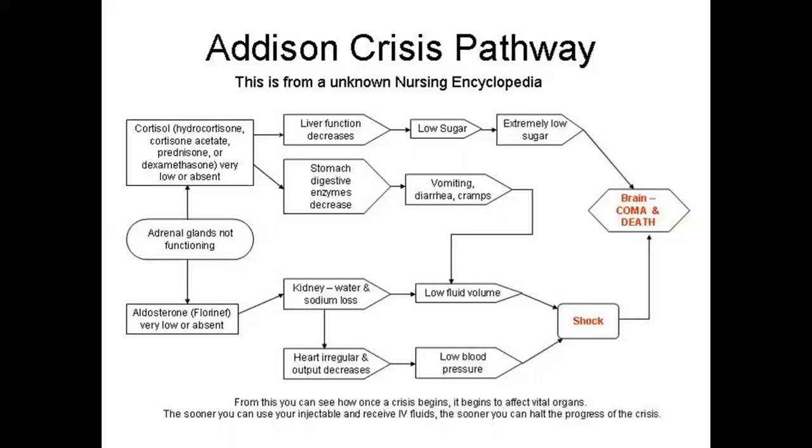So from this you can see how once the crisis begins, it begins to affect vital organs. The sooner you give injectable fluids, the sooner you can reverse the crisis. Now this is the Addisonian crisis, how it occurs. This crisis can be treated with injectables, not oral. It is a very big emergency.